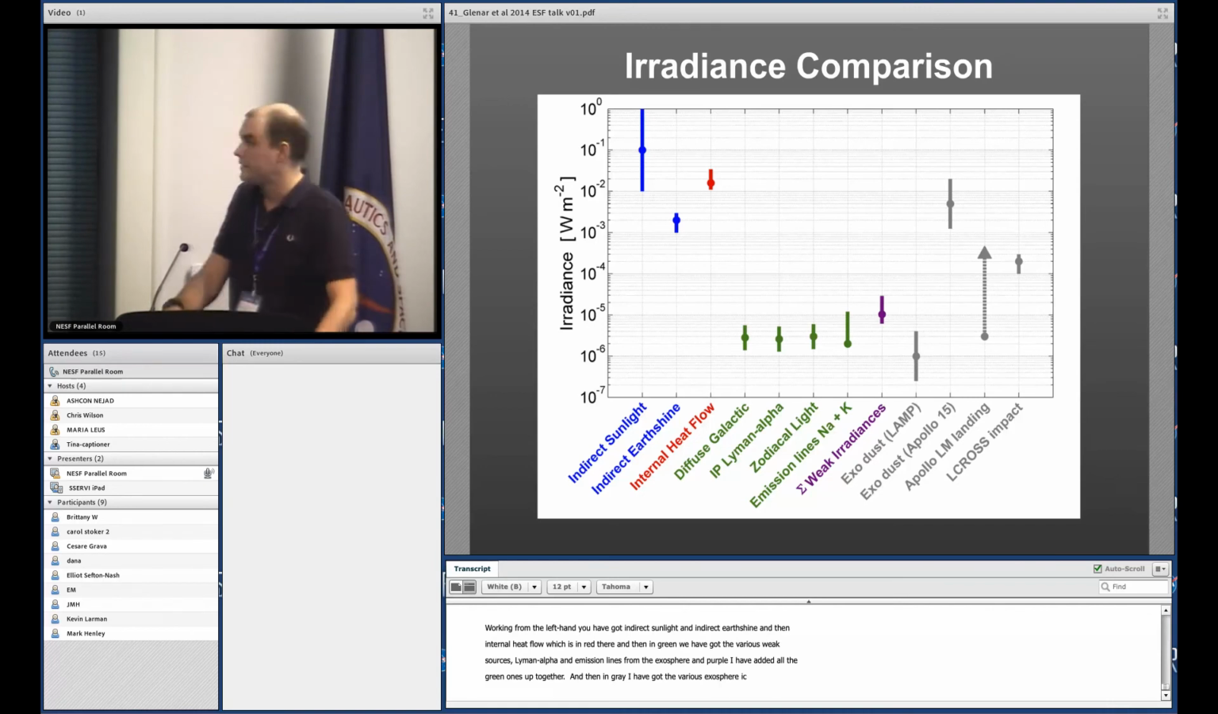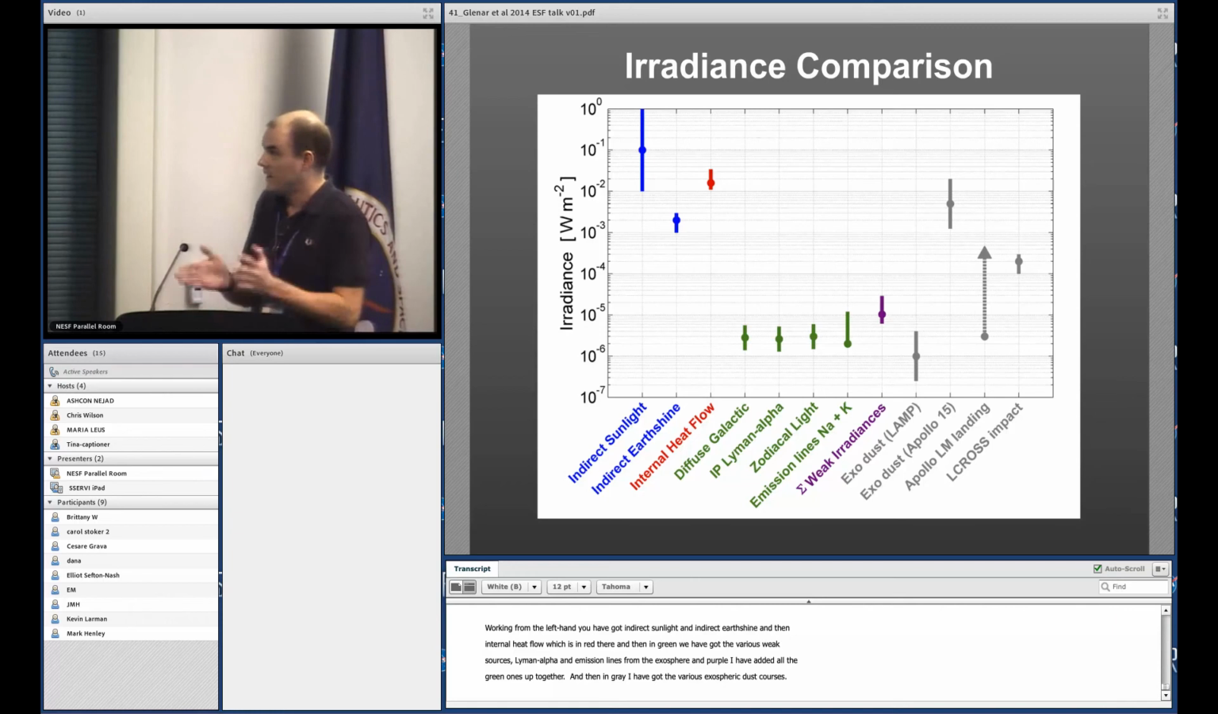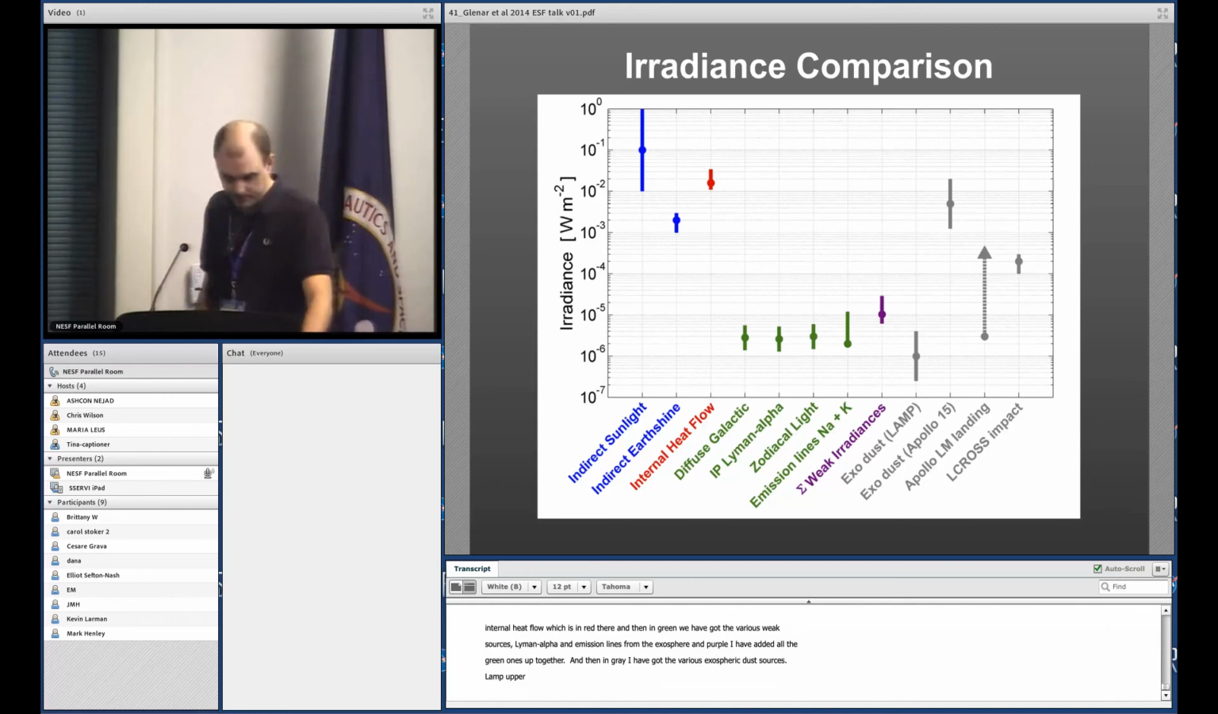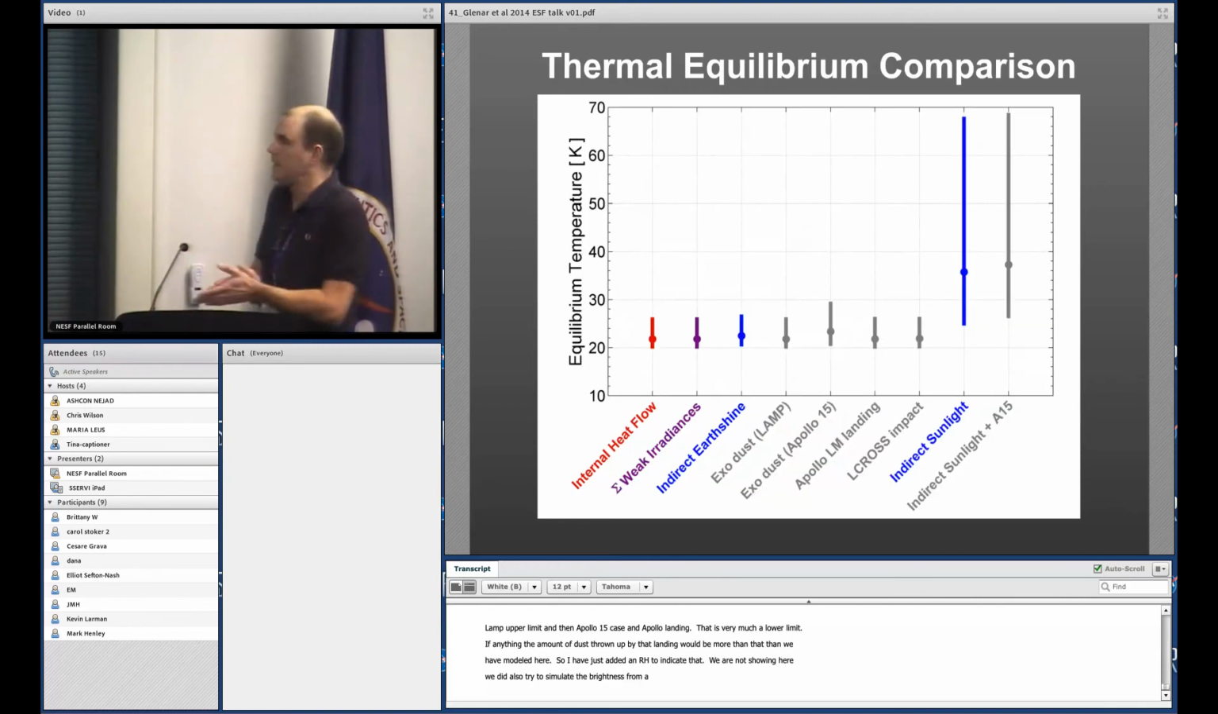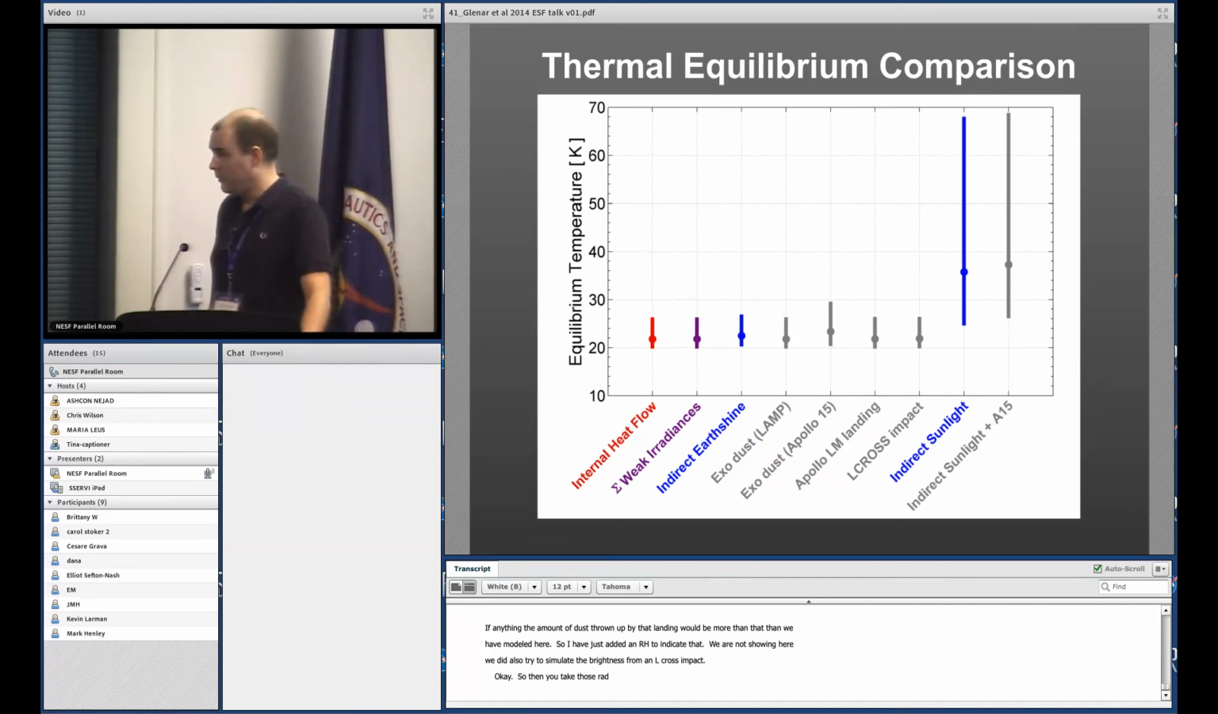And then in purple, I've just added all those green ones up together because they're all weak and it's easy to add them up. And then in gray, I've got the various exospheric dust sources. So there's the LAMP upper limit, the bright Apollo 15 case, then the Apollo landing, and I might also mention that that's probably very much a lower limit. If anything, the amount of dust thrown up by that landing would be more than we've modeled here, so I've added an arrow there to indicate that. Although not shown here, we did also try to simulate the brightness from an L-cross impact.